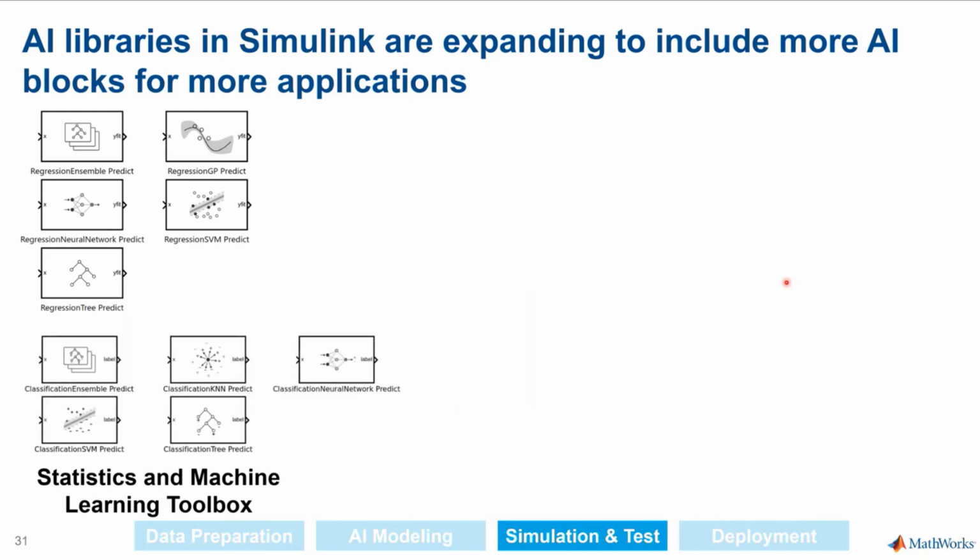So here we have some blocks that you can use to add these models into your simulation that are readily available. Like for the Statistics and Machine Learning Toolbox, you have special blocks, like the regression ensemble predict or regression neural network predict that we saw, or if you had trained a tree model, you can use the regression tree predict block. So for every different model that you can train, there's also a different block that you can use to incorporate this model in your simulation.